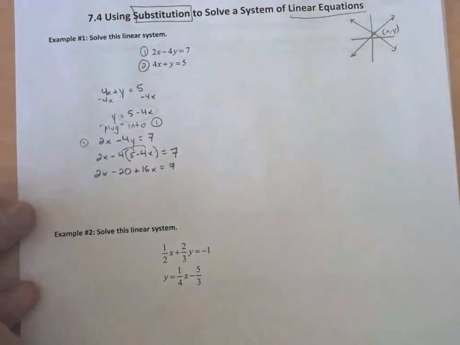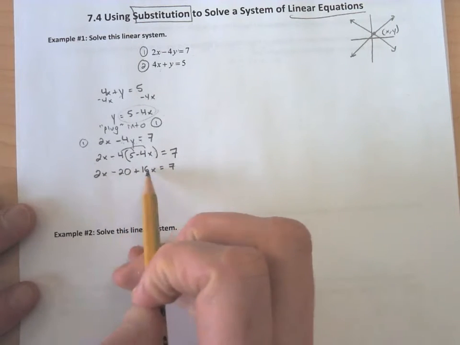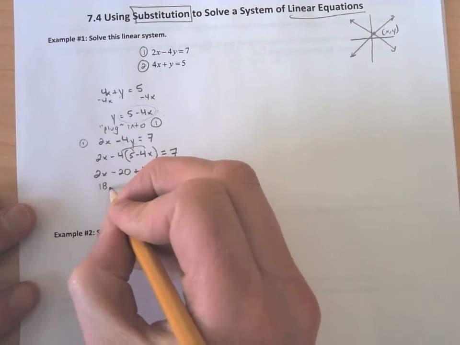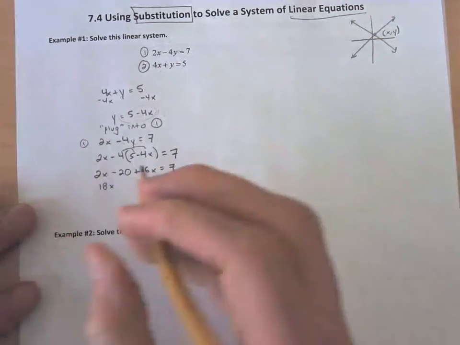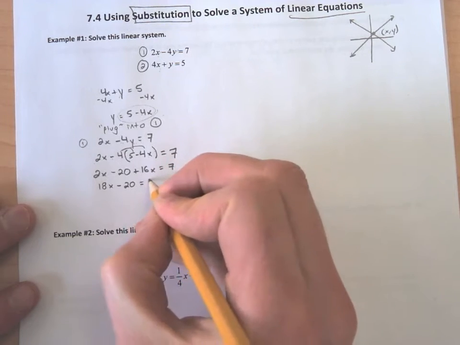So what would I do next here? If you notice I have like terms, I have two x terms here, so I can add those together. 2x plus 16x is 18x. I couldn't add the 20 because it does not have an x. So I have to write that negative 20, and then I write that 7.